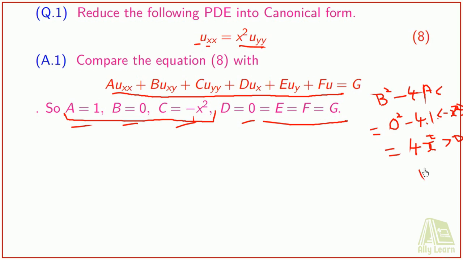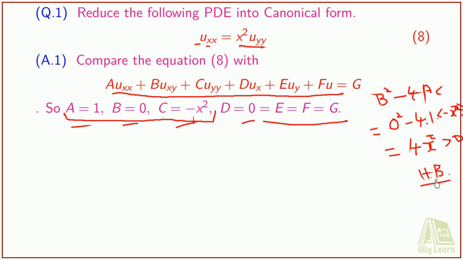Okay, so I get this PDE to be hyperbolic. This HB stands for hyperbolic. This HB is not a standard notation, I'm just using it over here. Don't consider it to be a standard one, okay? So, after calculating b square minus 4ac, I got it to be equal to 4x square, which is positive. So this PDE is hyperbolic whenever x is non-zero, okay?